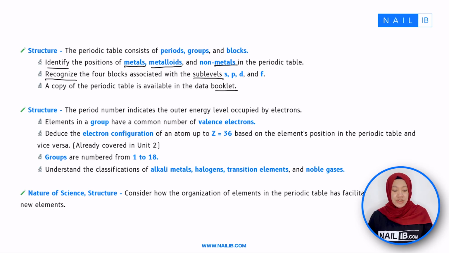You also need to know how to deduce the electron configuration of an atom up to Z equals 36. I will skip this because we already did this in the previous video about electron configuration. You also need to know about groups that are numbered from 1 to 18, and their classifications: alkali metals, halogens, transition elements, and noble gases.